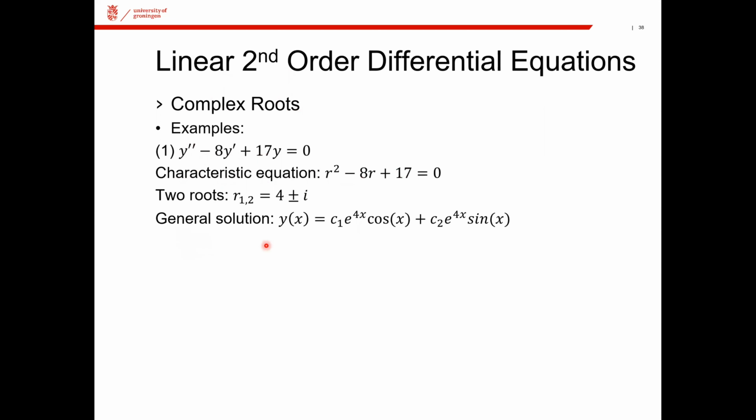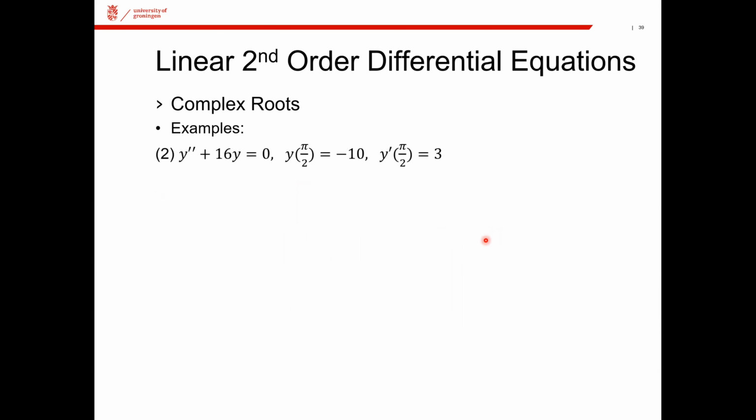So for the general solution, we can just apply the formula that we have before. So y equals c1 times e to the power 4x times cosine x plus c2 times e to the power 4x times sine x. So the coefficient of x here is 1 because mu is 1, and e to the power 4x has 4 because lambda is 4.